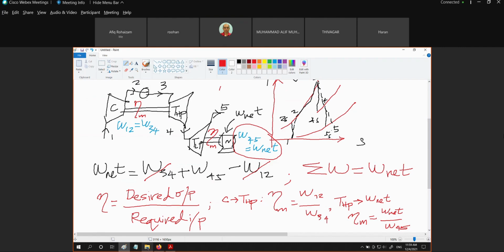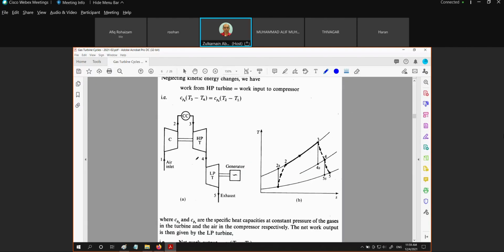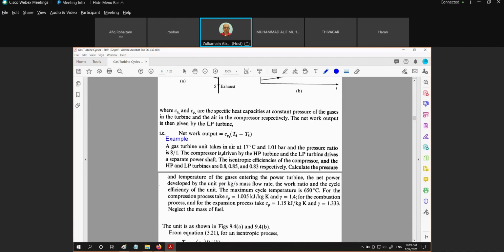Let us look at one question from the textbook. Before that, I'm trying to sketch this example, the schematic diagram. So let us look at the schematic diagram of this example. A gas turbine unit takes in air at 17 degrees C and 1.01 bar, and the pressure ratio is 8 to 1. The compressor is driven by the high pressure turbine, and the low pressure turbine drives a separate power shaft.